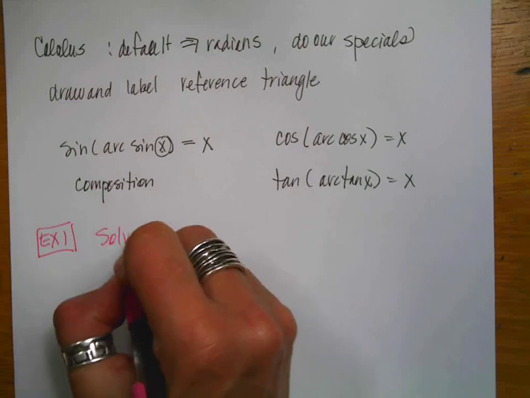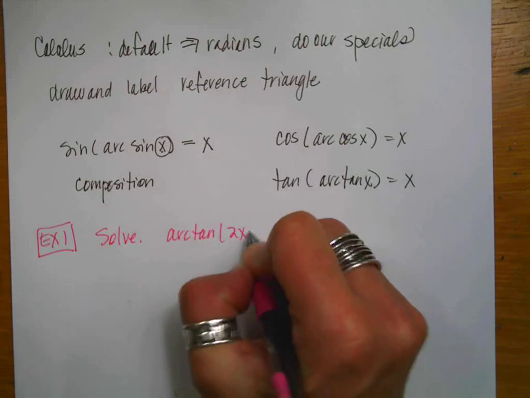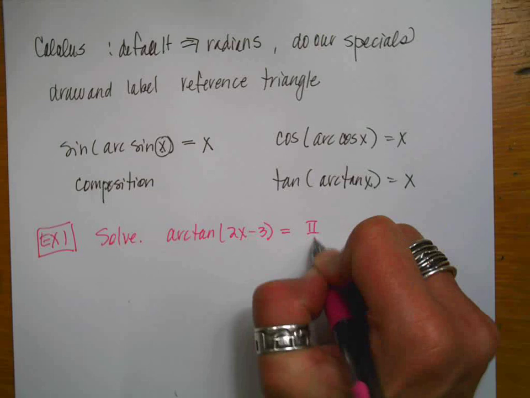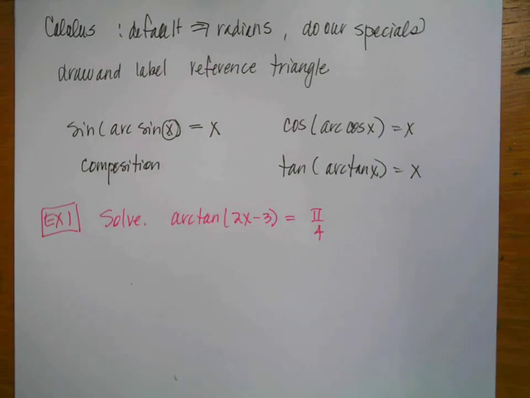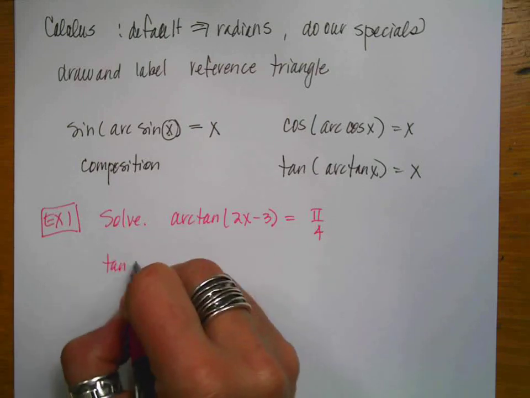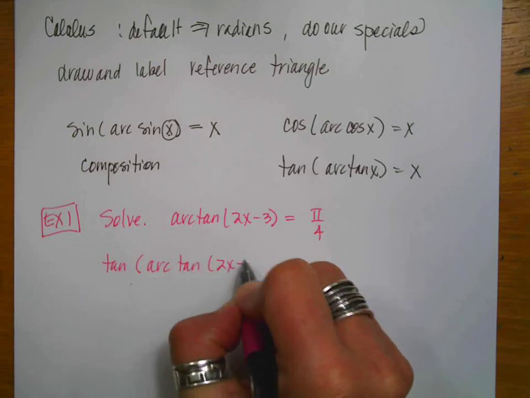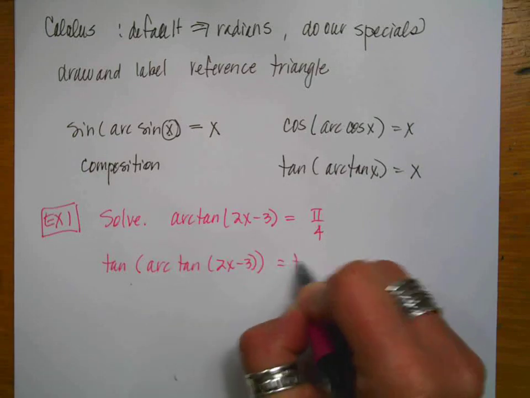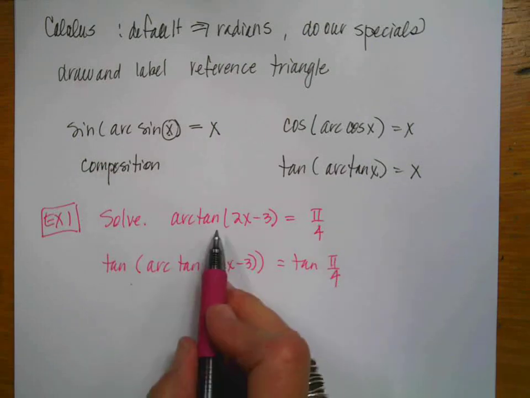And I'm going to be asked to solve, and I'm going to have the arc tangent of 2x minus 3 is equal to pi over 4, okay? So one way of managing this is kind of like when we did log problems where I took the log of both sides. So I'm actually going to take the tangent of both sides. So I'm going to create a composition of the arc tangent of 2x minus 3, and I'm going to get the tangent of pi over 4, okay?